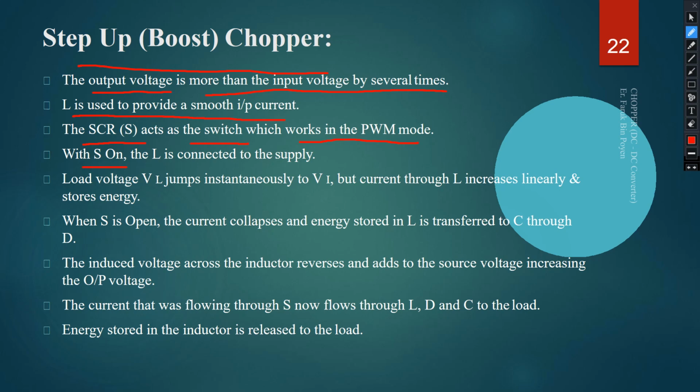When the S is on, L is connected to the supply, so the load voltage VL jumps instantaneously to VI. Though L increases linearly and stores energy. When S is open, the current collapses and the energy stored in L is transferred to C through D. The induced voltage across the inductor reverses and adds to the source voltage, increasing the output voltage. The current that was flowing through S now flows through L, D and C to the load. The energy stored in the inductor is released to the load.